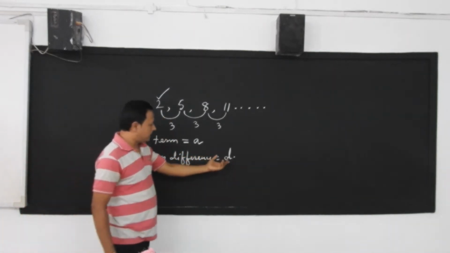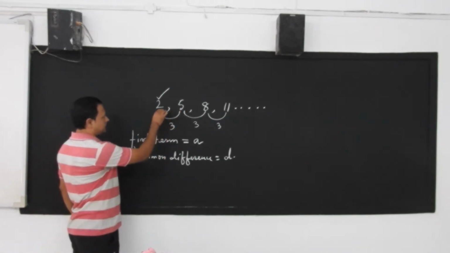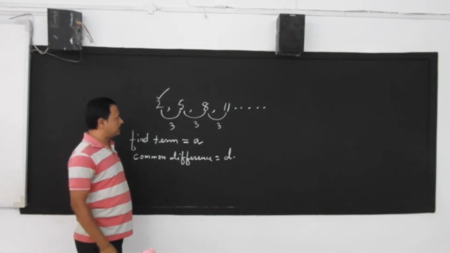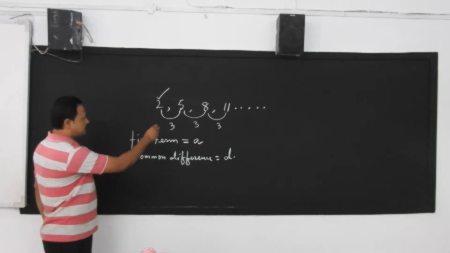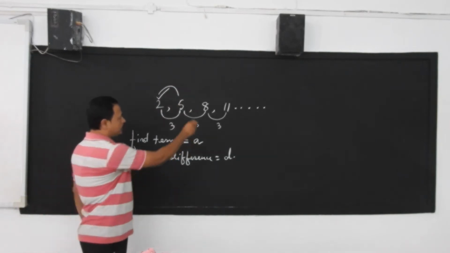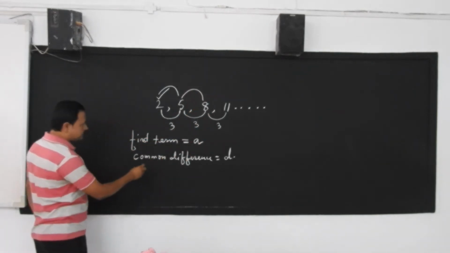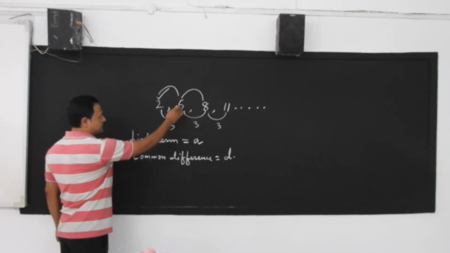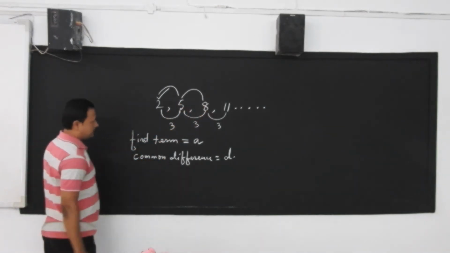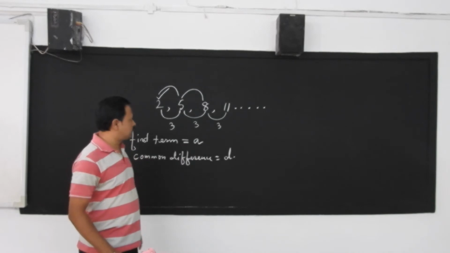So how can you find the common difference of any arithmetic progression? You have to subtract the first one from the later one. Any term you have to subtract from the later term. That means 5 minus 2; you cannot do 2 minus 5. Always subtract the previous term from the later term, then you will get the common difference. And the common difference will always be equal in an arithmetic progression.